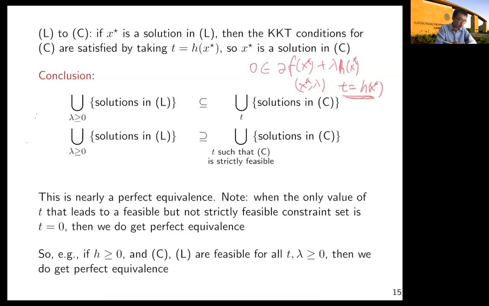So in conclusion, we have shown that the family of solutions as we change lambda is always a subset of the solutions in the Lagrangian form, and in the constraint form, and the converse is also true, provided that we assume that t is chosen such that the problem is strictly feasible, which is almost always.